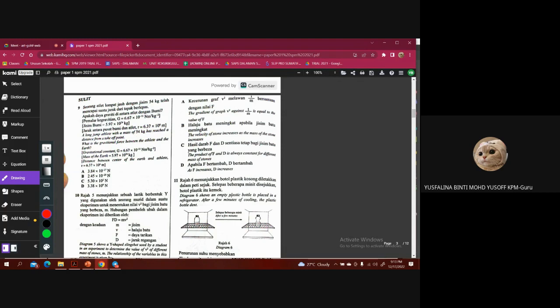Okay, all the revisions. So for number 9, it says here a long jump athlete with a mass of 54 kg has reached a distance from a take-off point. What is the gravitational force between the athlete and the earth? So you want to find the gravitational force between two objects. You already know this is the formula, with R squared. Sometimes I also forget. So M1 means maybe the athlete, M2 means the earth.